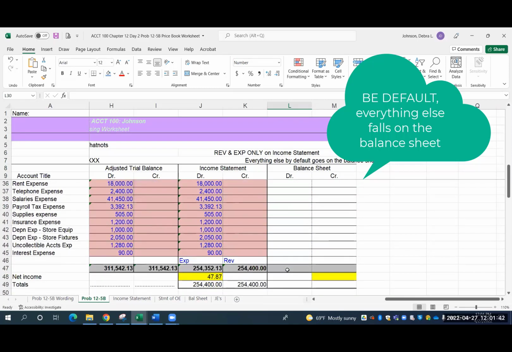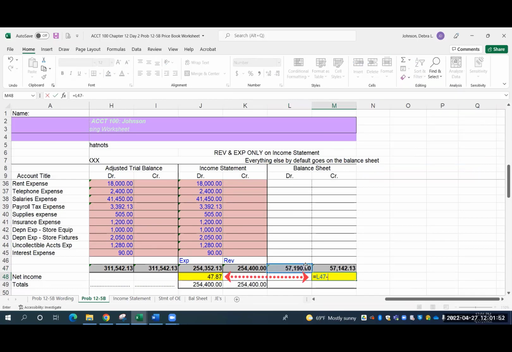Let's go check. Use that formula I created and copy it across. And the moment of truth comes in when I take the difference between these two. Let's see. 47.87. It matches. That should give me high confidence that I've done the mathematics, the horizontal adding across and the separating into income statement and balance sheet.